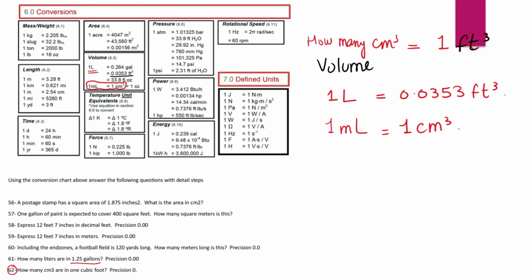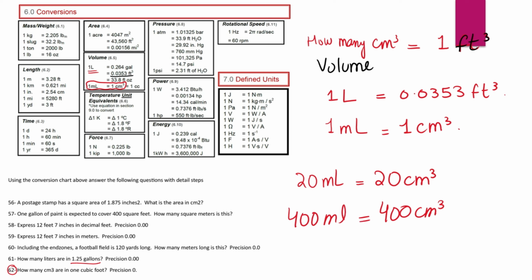Basically they are saying centimeter cube is equal to milliliter. They are just telling us this. Like, if you write, let's say, 20 centimeter cube, it is the same thing as 20 milliliter. If you say 400 centimeter cube, it is the same thing as 400 milliliter. So both units are equal.